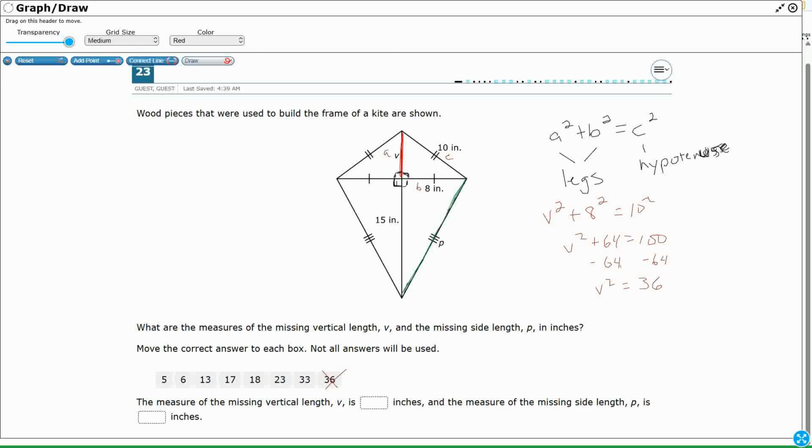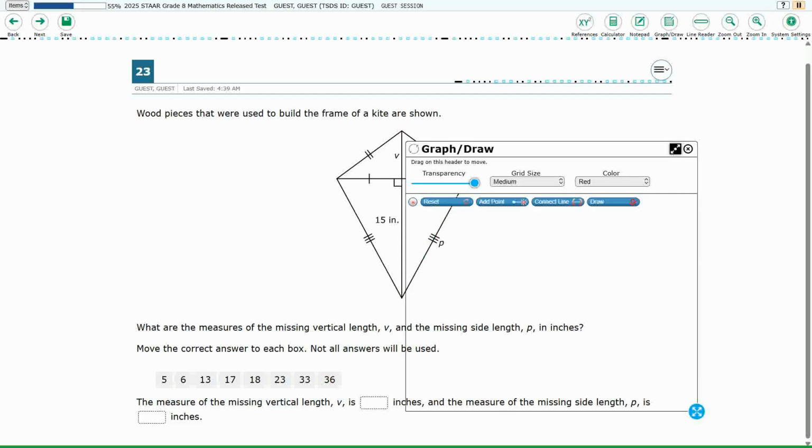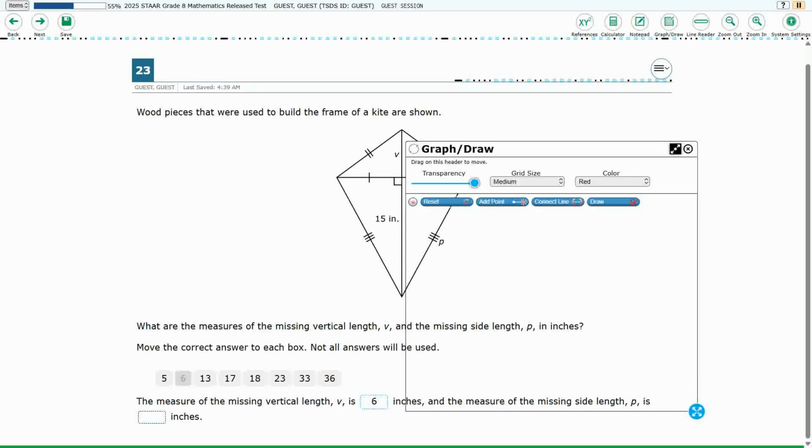Now, in order to get rid of that squared, you need to take the square root. So technically, it could be plus or minus 6, but we're not going to have negative sides. So in this context, only the positive makes sense. It is going to be 6. So V is 6. And that's how we're going to use the Pythagorean theorem. Let's go ahead and put that right there.